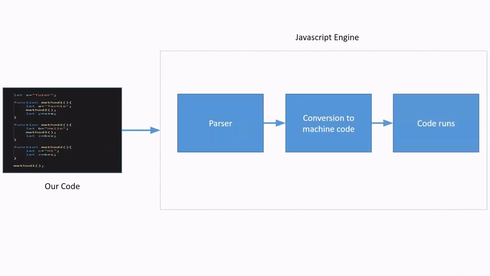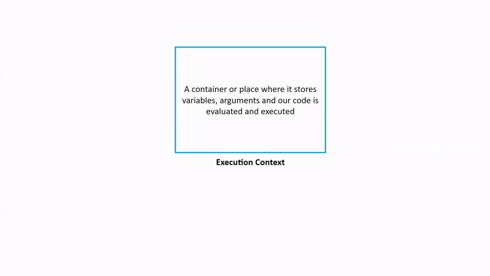So the code executes. Via the parser, it checks for reference errors and all the syntax errors you have in the code. If there is no syntax error, it will move on to convert into machine code. And once the machine code is ready, it will execute in the JavaScript engine. Now let's understand the flow of execution for that sample code. Whenever we execute code, it creates an execution context in the JavaScript engine. So what is an execution context? It's a container or place where it stores all the variables and arguments, and where our code executes in that environment. So let's see how it works.